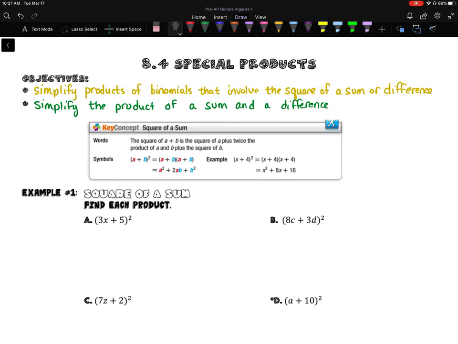So today's lesson is 8.4 special products. We are simplifying products of binomials that involve the square of a sum or difference and simplify the product of a sum and a difference. So this is the last section in our unit. Obviously, we won't have a test because we're off, but when we get back, we'll get to it. The nice thing about this lesson is it provides a lot of shortcuts.